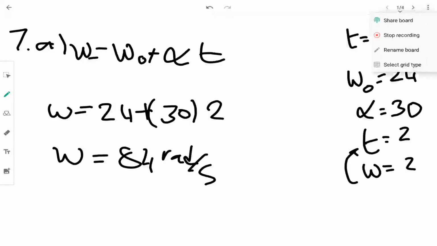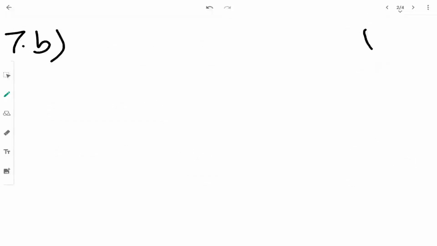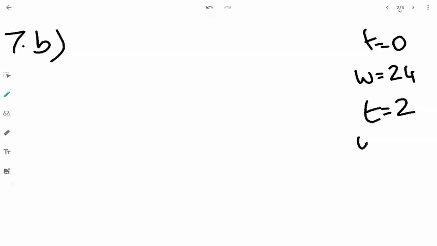For number 7 part B, they want the angle that the wheel turned from t equals 0, at which the velocity is 24, to t equals 2, at which the velocity is 84. I'm gonna give you a few seconds to answer the question and then I'm gonna come back.